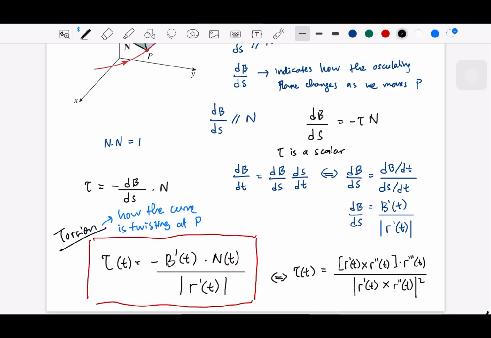Okay, so that's it for the vector function. So we are finished with chapter 13. So we skip the motion. I don't think we are going to have enough time for that one. So we directly go to chapter 14.